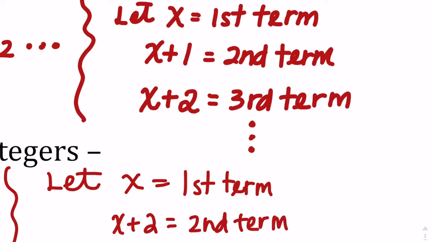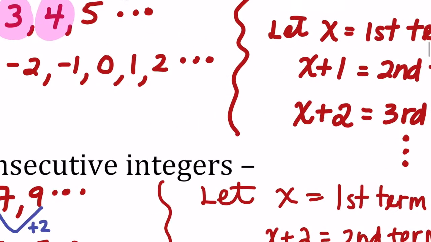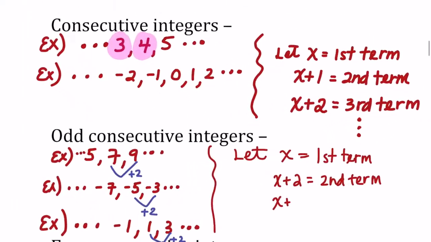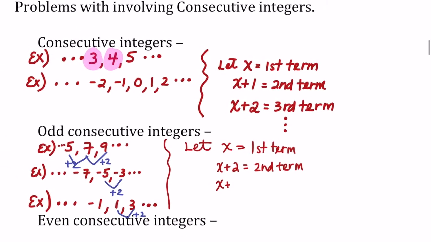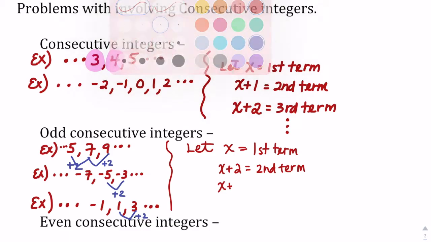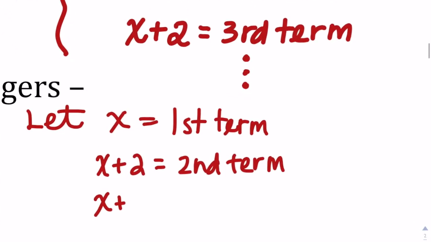And if you take x plus, how do you go from your 5 right here to 7? You add 2. How do you go from 5 to 9? You add 4. So that is going to be adding 2 and 2 more. That's going to be 4. And that's going to be your third term.